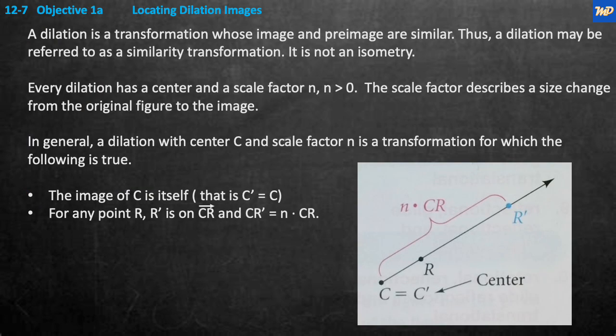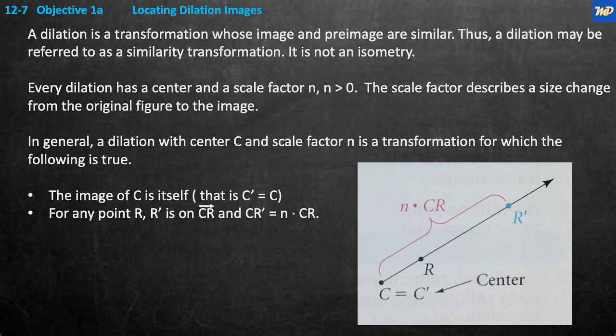Okay, objective 1A, locating dilation images. A dilation is a transformation whose image and pre-image are similar. Thus, a dilation may be referred to as a similarity transformation. It is not an isometry.